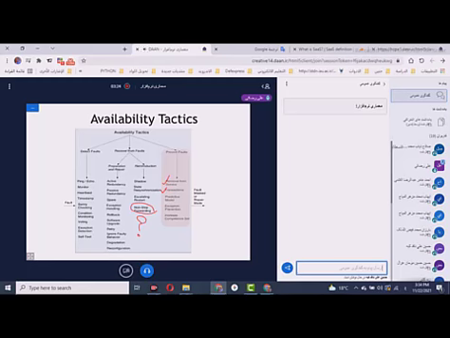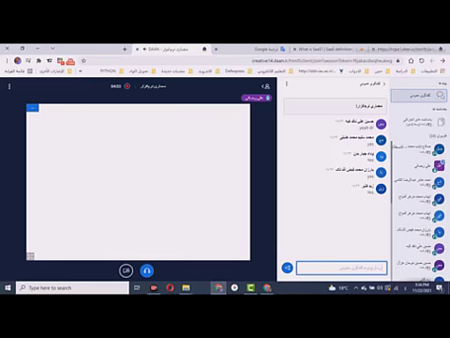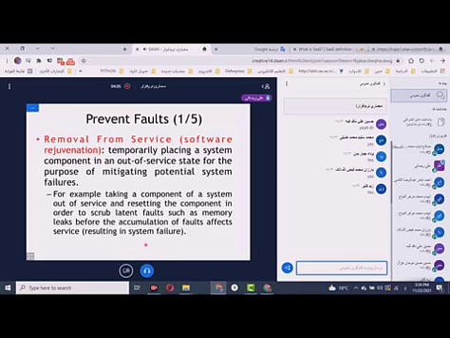There's 19 people in the class and nobody remembers. I don't know why we have this problem in this class. Students are reluctant to participate. I don't know. Can anyone tell me what was the slide? It doesn't matter. I'll start removal from service.